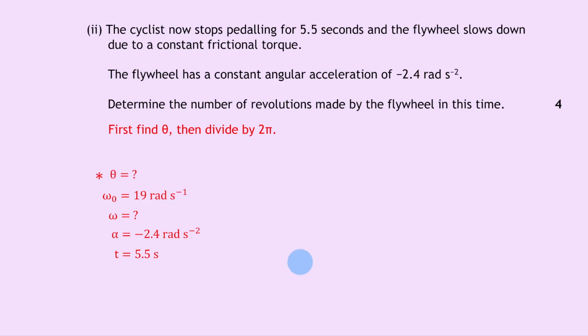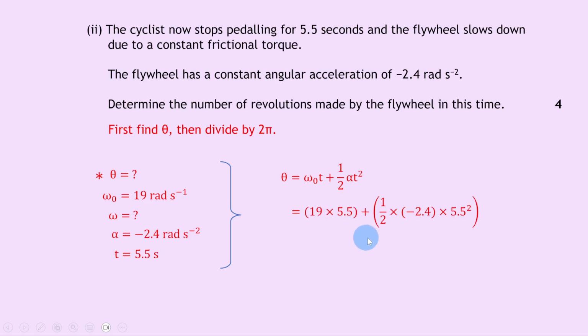So we want to use an equation of angular motion that doesn't have omega in it. So we're going to use the second one, which is theta equals omega naught t plus a half alpha t squared. Substituting in the numbers gives 19 times 5.5 plus a half times minus 2.4 times 5.5 squared, and put that into your calculator should give you an answer of 68.2 radians.